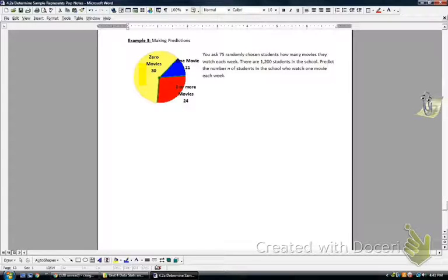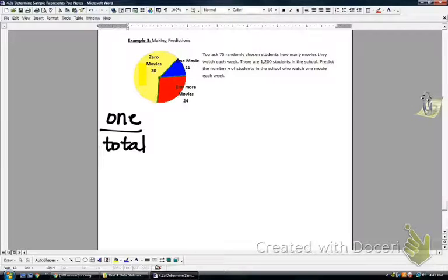Example 3 is making predictions. You ask 75 randomly chosen students how many movies they watch each week. There are 1,200 students in the school. Predict the number of students in the school who watch one movie each week. So we want to know which student watches one movie out of the total.